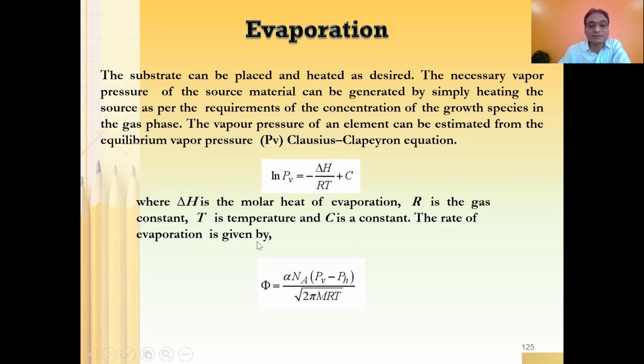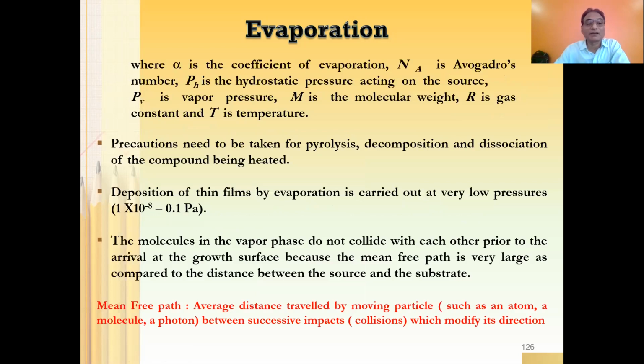The rate of evaporation is given by this particular equation. So you can see the molar heat of evaporation. It means the heat, and ultimately the temperature of the source, is going to be a crucial factor in this particular system, because all the parameters are going to be dependent on temperature, and as a result, whatever species you want to deposit on the substrate will be highly dependent on what temperature you are keeping.